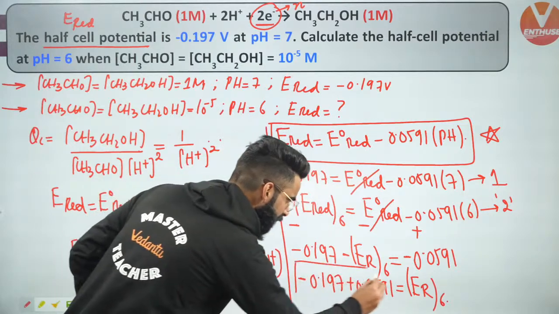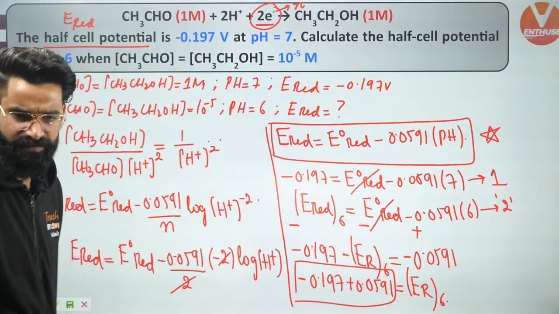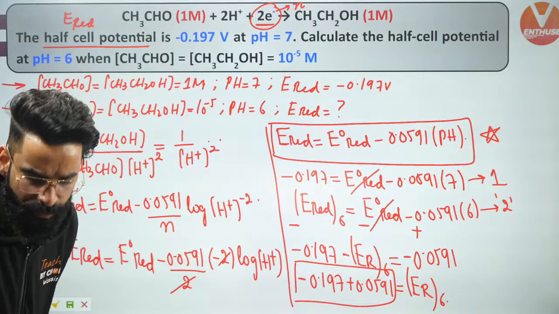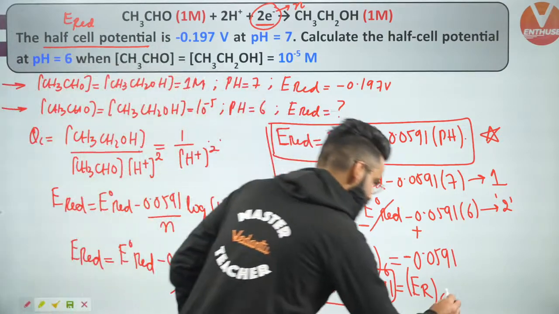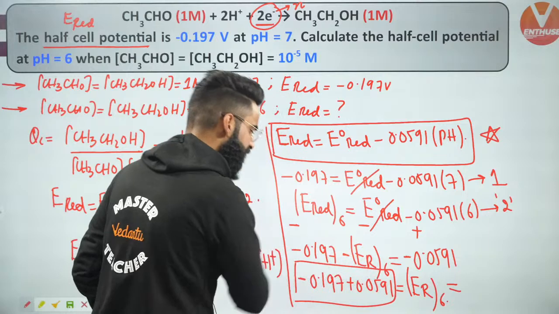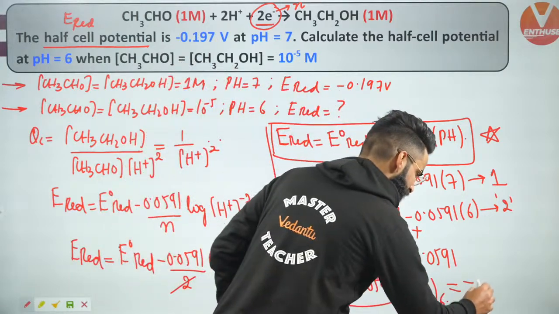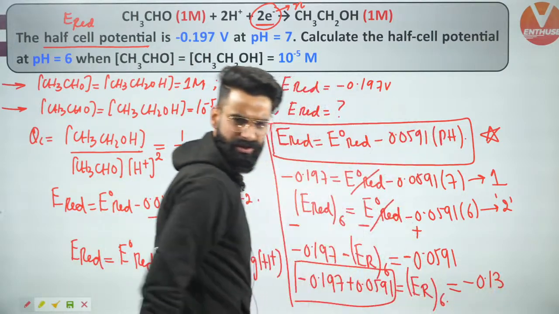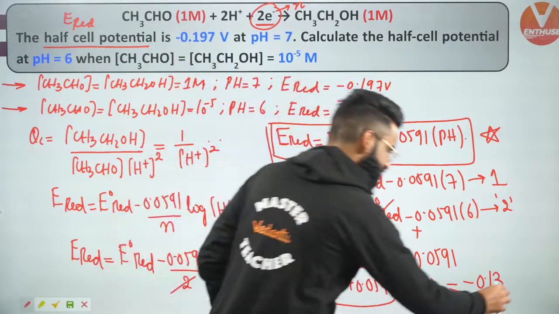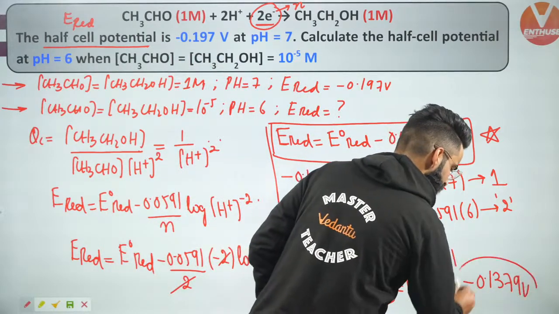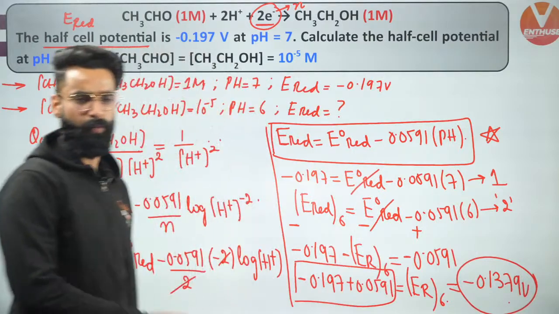Just calculate this value and let me know the answer in the chat box. Is it coming as minus 0.1379? The reduction potential of the electrode when the pH is kept as 6 is coming as minus 0.1379 volts. So people, this is how the question was to be solved.